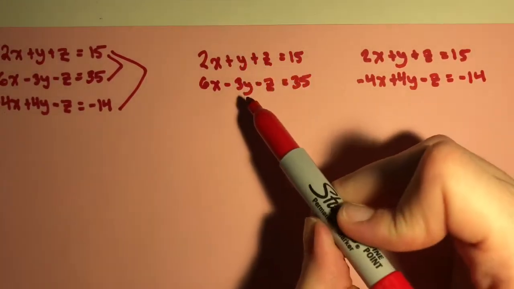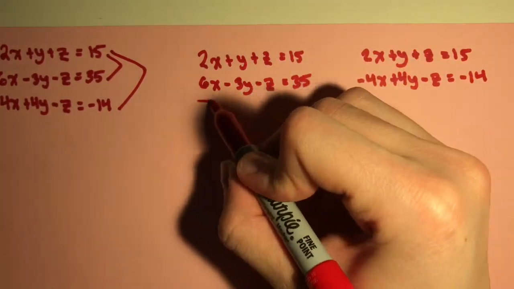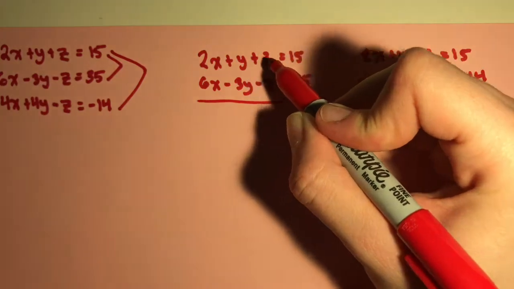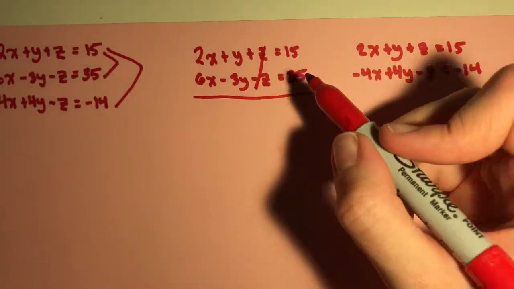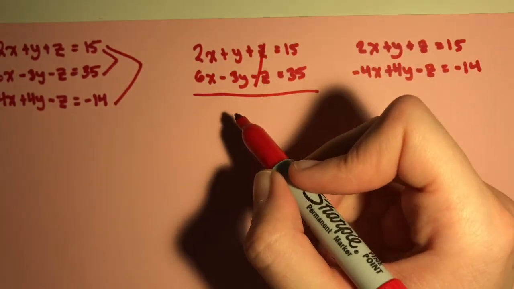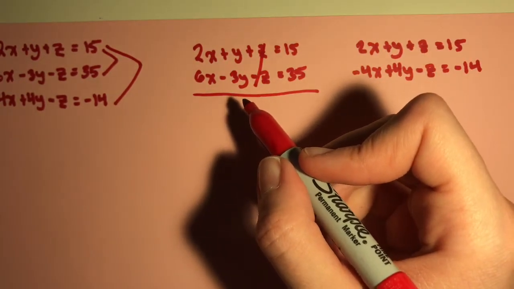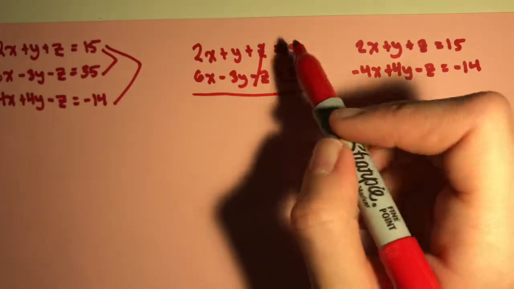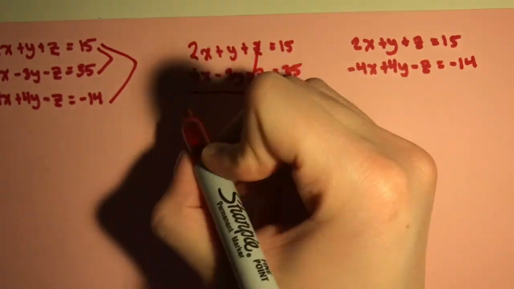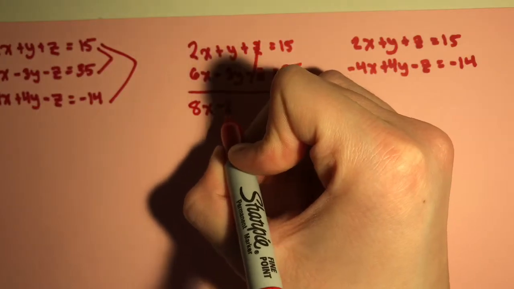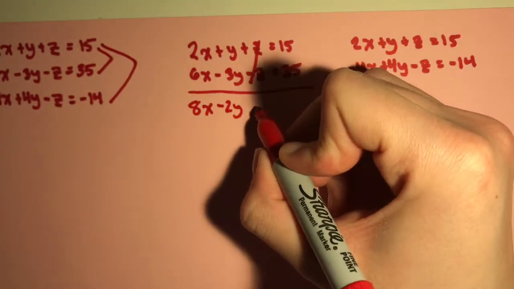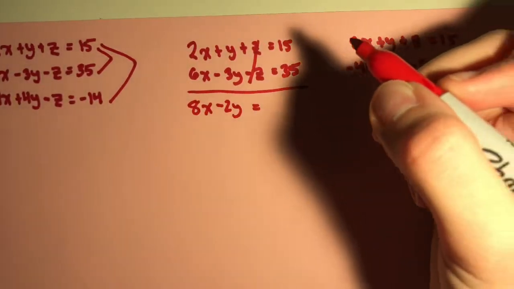Okay, so here you notice, since we're going to solve with the elimination method, plus z and minus z cancel each other out. Now we're going to just bring this down, and we are going to add the sides. So 2x plus 6x, we get 8x. And then we have minus 2y equals 15 plus 35, which is 50.